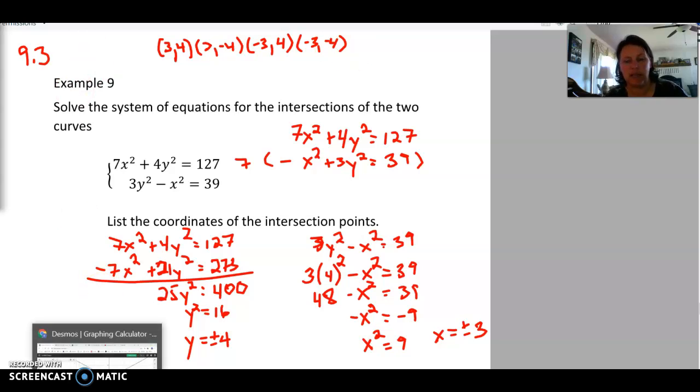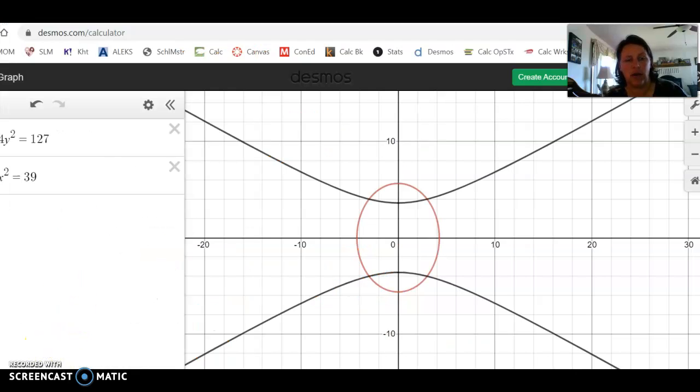Now let's go over to Desmos really quick and look at what kind of an equation we have. So we've got our hyperbola in black, we've got our ellipse in red, and see how they cross in 4 different places. Since they're both centered at (0, 0), everything is symmetrical, which made that a pretty easy equation to go through and solve for.